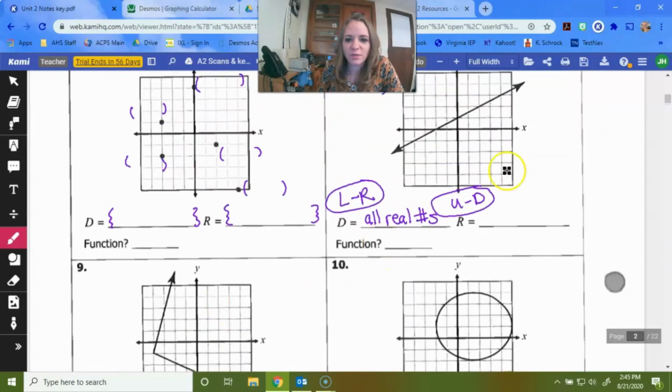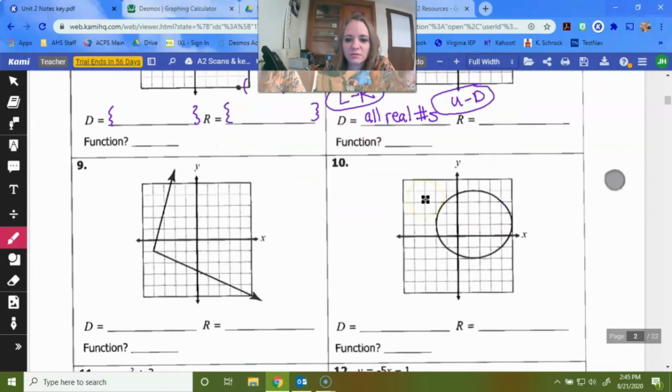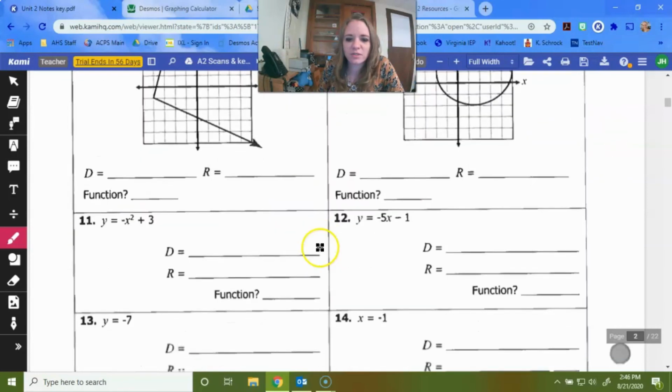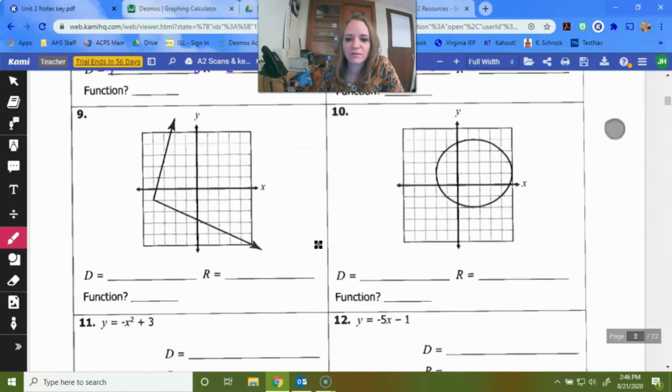This one is similar to this one. And this one's similar to this one, I think. Well, let's look at the circle since we've kind of already done that. Think about this in interval notation. Actually, yeah, we are going to do this in set notation.